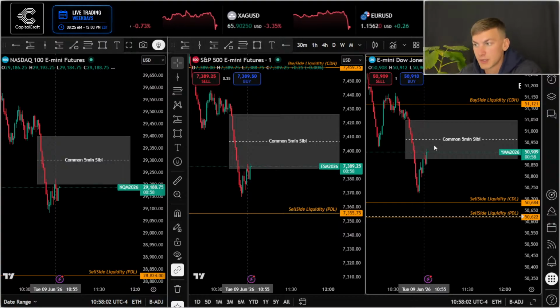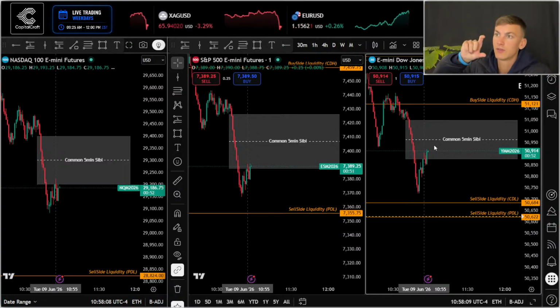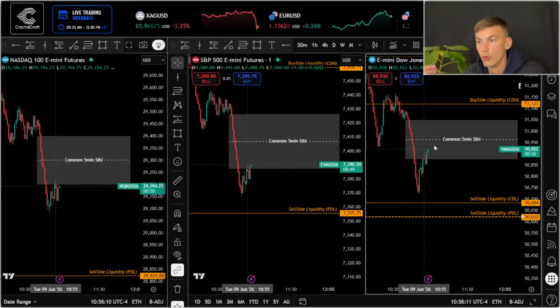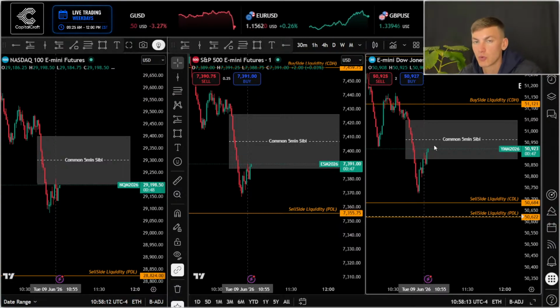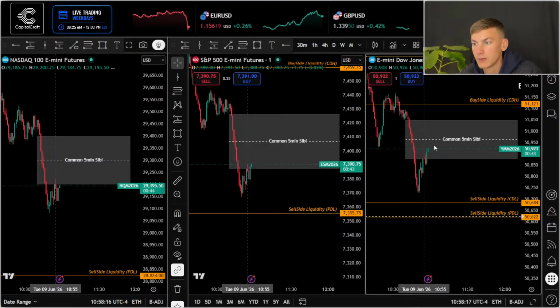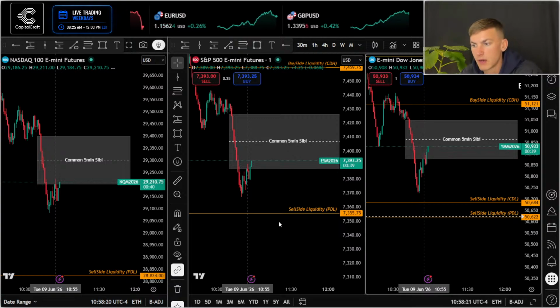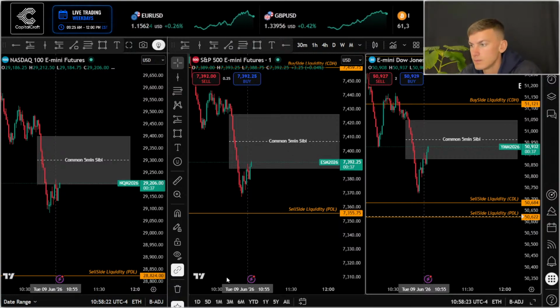For those of you who don't know what a SIBI is, it is a sell side imbalance, buy side inefficiency. Bottom line, it's going to act as a form of resistance or a roof where we expect price to bounce off of. But once again, there are a couple of confluences that need to come into play in order for that to happen. So stay tuned for that, and let's see how the session goes.